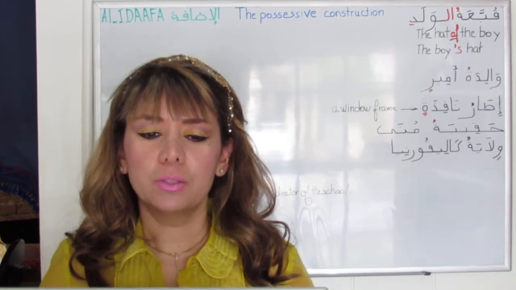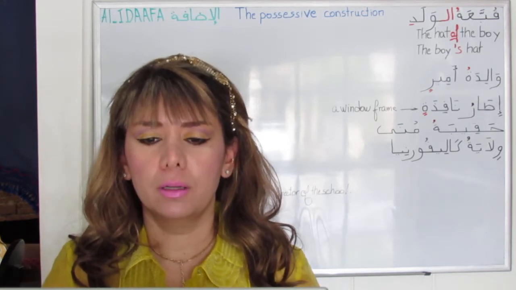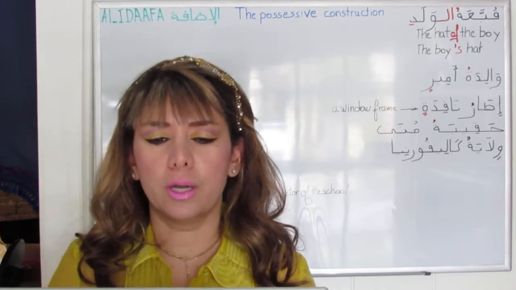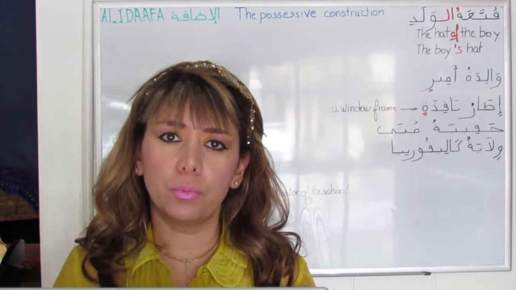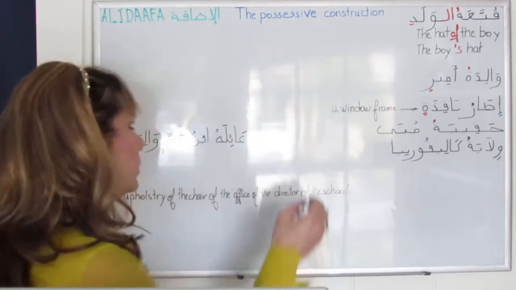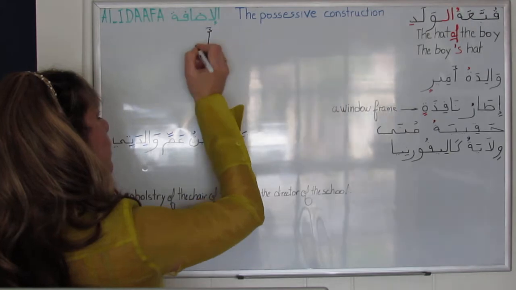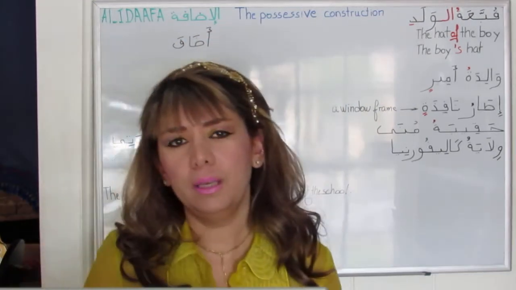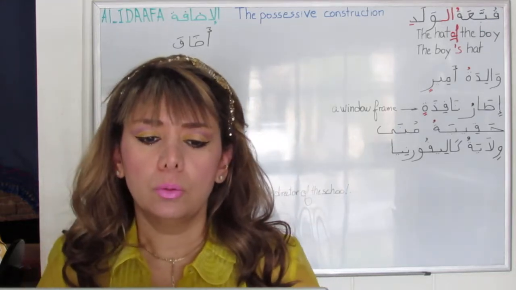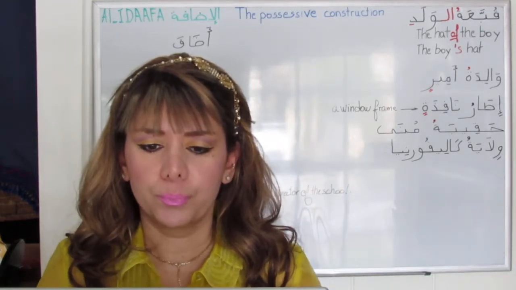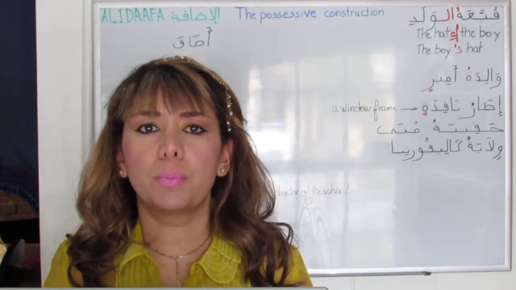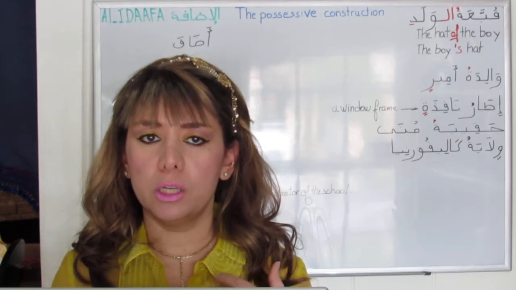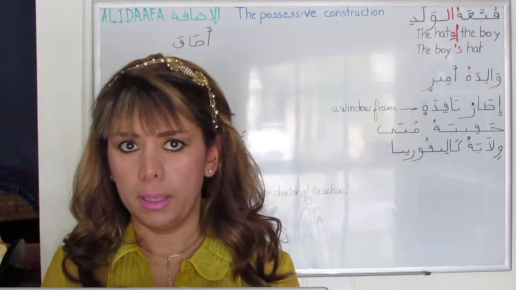Today we are going to be looking at الإضافة, the possessive construction, also called the genitive construction. إضافة is the verbal noun of أضاف. أضاف means to add, to append, to attach. And it's used to express a relation between two nouns, such as the possession of one by another.